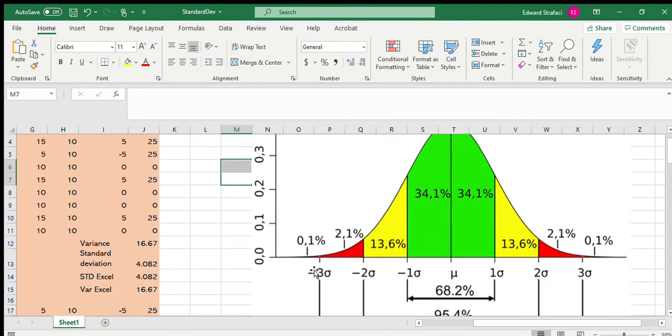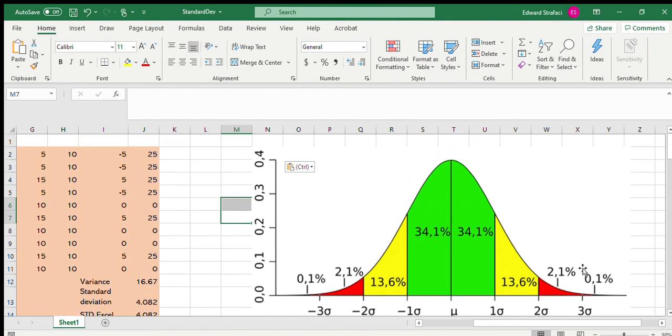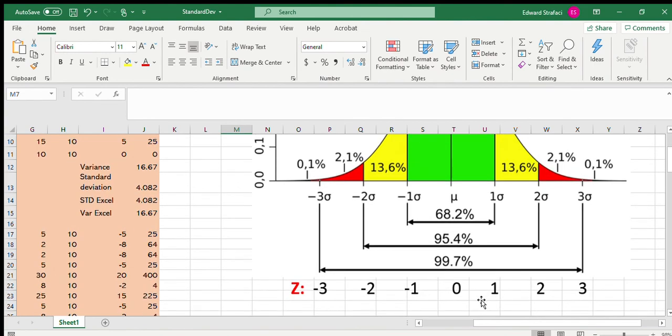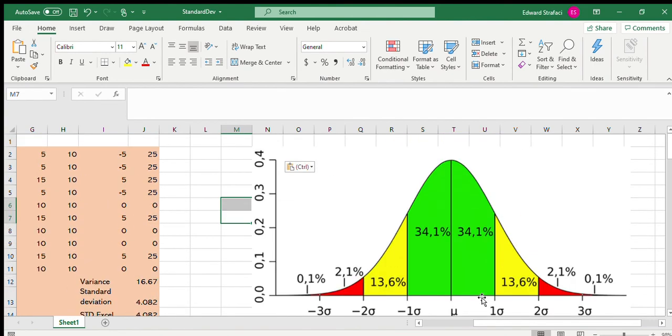So notice these would be minus 3 standard deviations, minus 2, minus 1, plus 1, plus 2, plus 3 standard deviations. So to get something that's 3 standard deviations from the average is relatively remote. It's like a 1 in 100 chance. Hopefully that begins to explain how we fit things in a normal distribution.